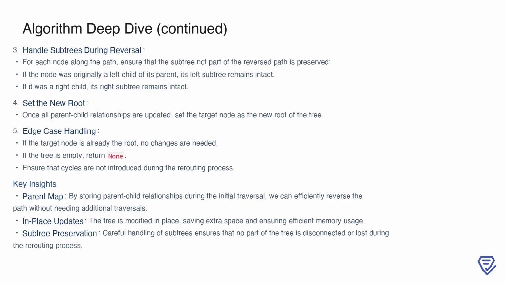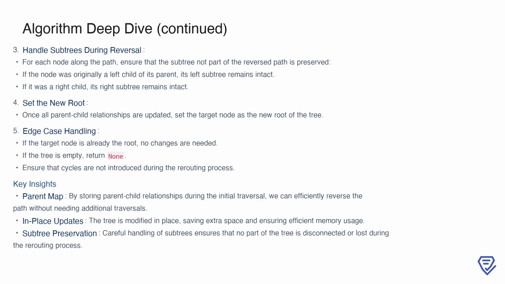To ensure the entire tree remains valid during the restructuring, we must carefully handle subtrees at each step of the reversal. For any node on the path, its other subtree, the one not part of the reversed path, must remain attached and intact. For instance, if the node was a left child of its parent, its left subtree should remain unaffected. Similarly, if it was a right child, its right subtree must remain undisturbed. Once all parent-child relationships along the path are reversed, we set the target node as the new root of the tree. At this stage, the restructuring is complete.